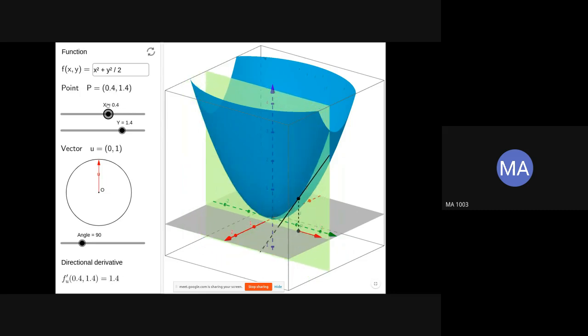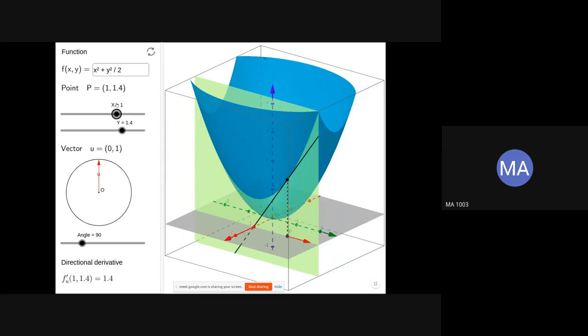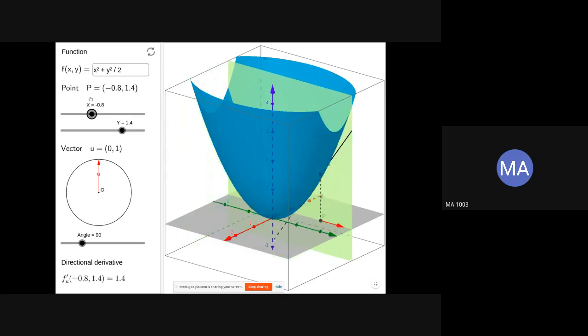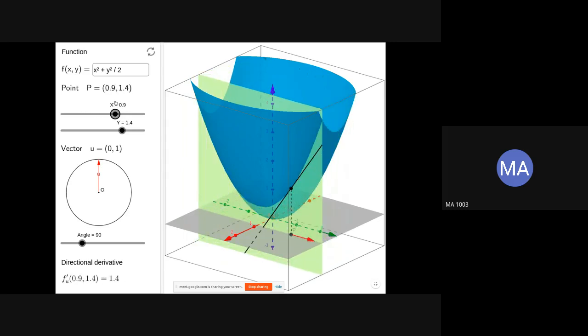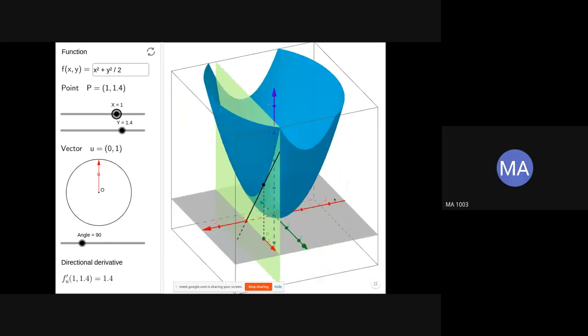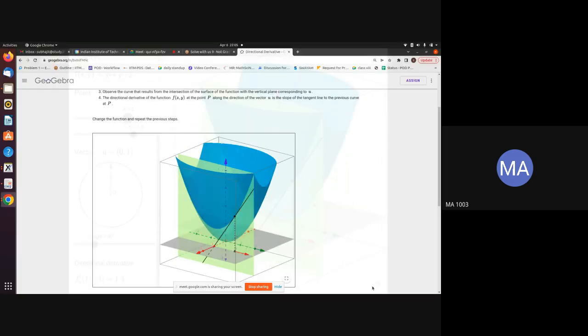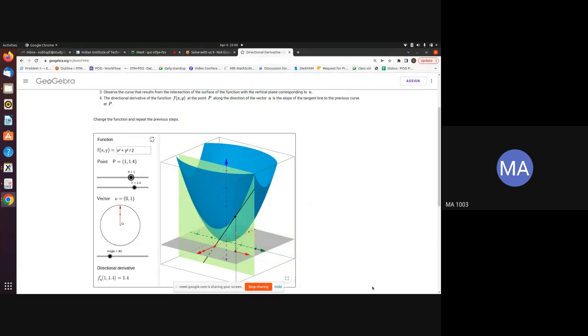So it does not only depend on the direction of the vector, it also depends on the point. So it depends on both the point and the direction of the vector. Is it clear? Yes, sir. Does anyone have any doubt in this? No, sir.